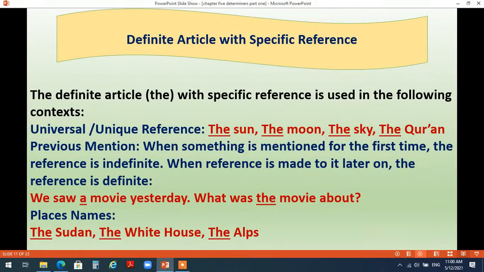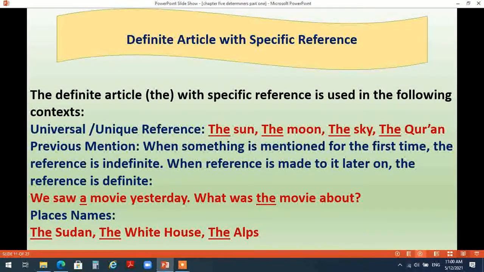For example, we saw a movie yesterday. هنا استخدمنا indefinite article a باعتبار أنه كلمة movie ذكرت للمرة الأولى. لكن حين تذكر بعد ذلك فبهالحالة نستخدم the definite article the. For example, we say what was the movie about. هنا استخدمنا definite article the باعتبار أنه الموفي تكرر استخدامها في الجملة، أصبحت معروفة بالنسبة لدينا.